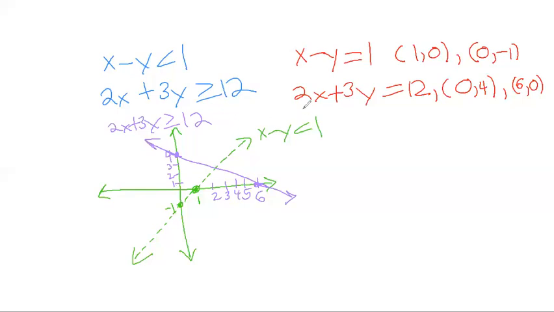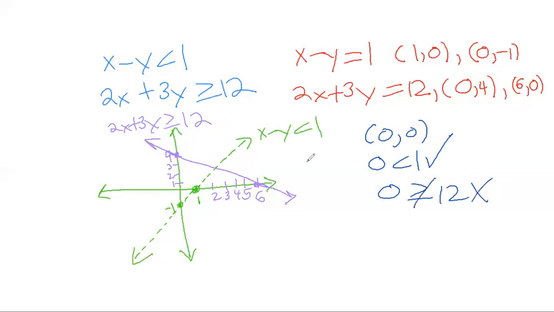So if I pick the point 0, 0 at the origin, does that satisfy both my inequalities? Well, if I plug 0 into both of these, that's 0 less than 1. That's true. If I plug it into here, this is going to be 0 plus 0, which is 0 greater than or equal to 12. No. So that means there's no shading here.